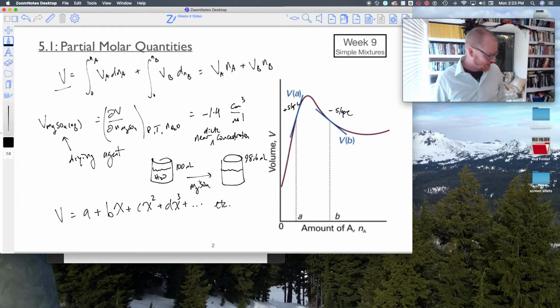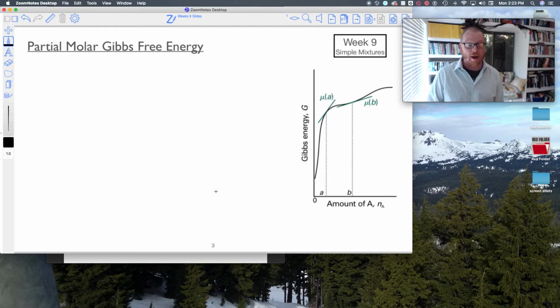It's counterintuitive, right? Okay, so of course we could also talk about partial molar Gibbs free energy. So partial molar quantities can be a lot of different things. We've talked about partial pressure very briefly, but that's an example I think you already know about. Partial molar volume, and now partial molar Gibbs energy.